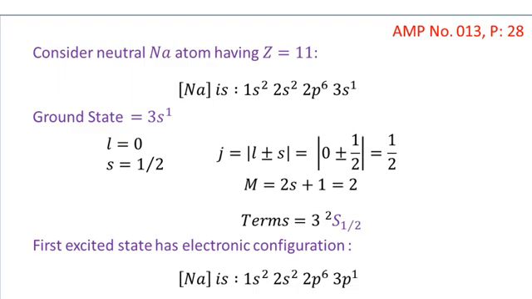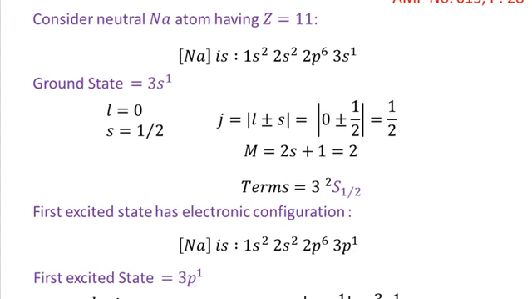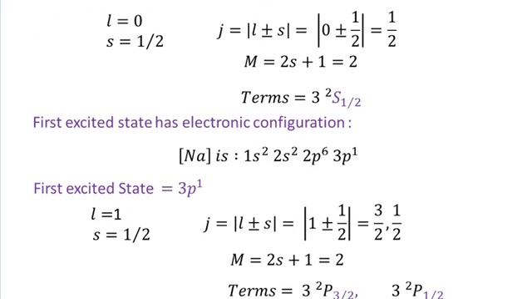Now let's consider the first excited state of the sodium atom, in which the 3s electron is moved to the p state. So we have a 3p electron instead of the 3s electron, with the electronic configuration 1s2, 2s2, 2p6 and 3p1. The first excited state is 3p1. For this state, the orbital quantum number L equals 1, the spin quantum number is again half, because this is the case of a single electron, and J is equal to mod of L plus minus half, which is 1 plus minus half, so the possible values are 3 half and 1 half.